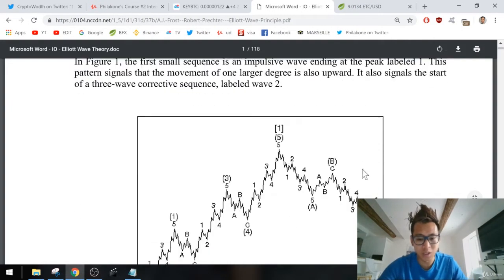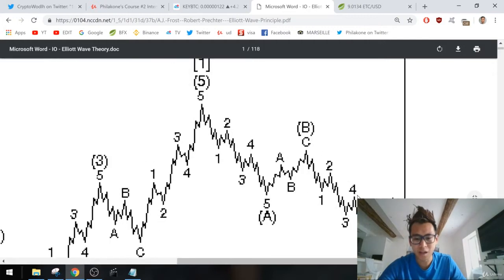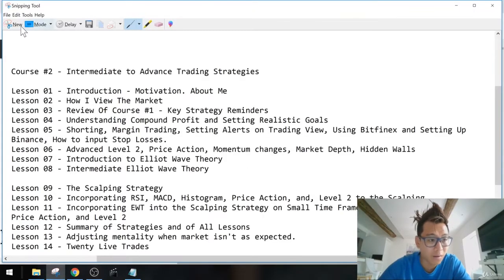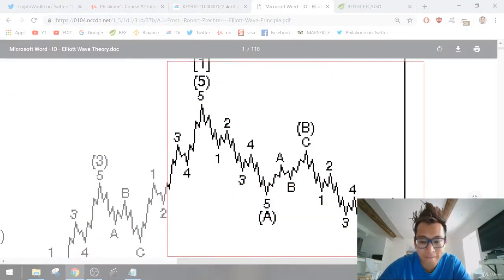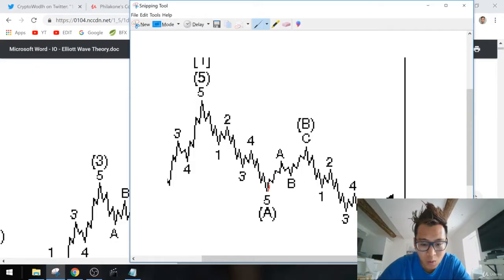And I don't know if I can zoom in anymore. I can try to, okay? So if you look here from 1 to A, it has 1, 2, 3, 4, 5. And if you look at just this A as well, but the smaller degree, it has 1, 2, 3, 4, and 5, right? Okay, right here, right? It has 1, 2, 3, 4, and 5.